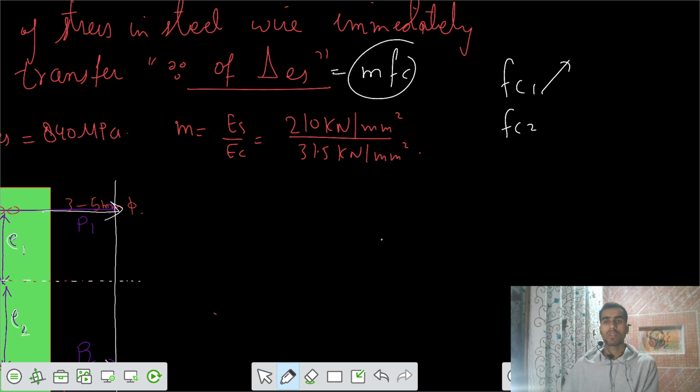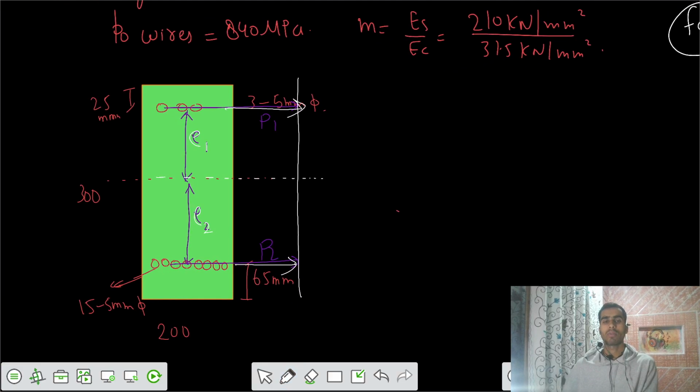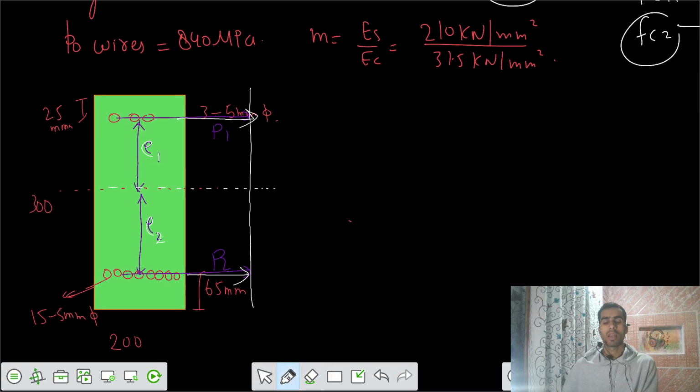And corresponding to this, there is some stress loss of the top wires, and because of the FC2, there is some loss of stress in the bottom wires. So we have to calculate two different separate values. Can you tell me the eccentricity E1, E2? Can you calculate those E1, E2?